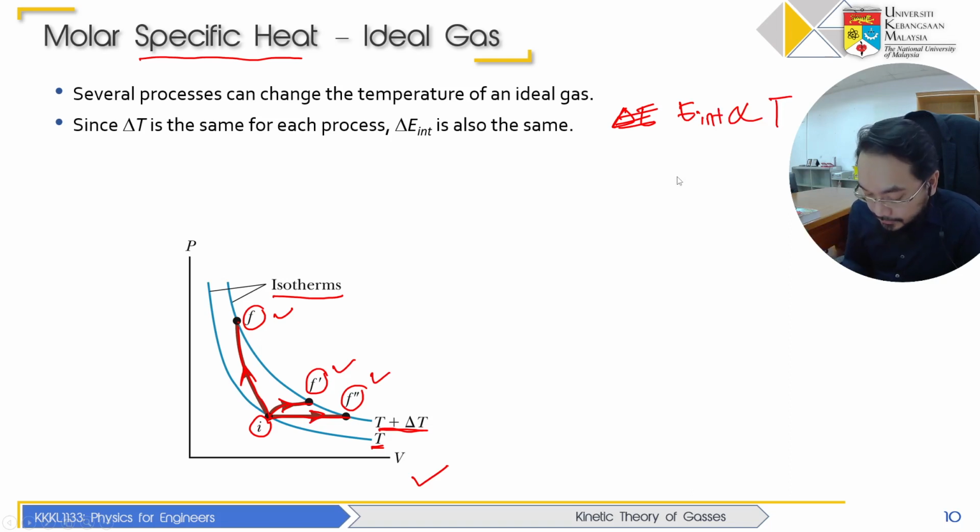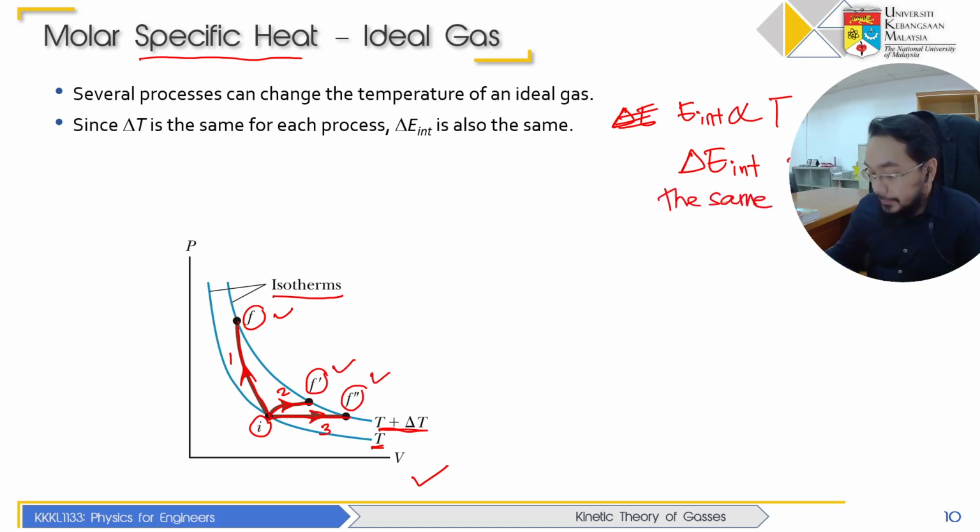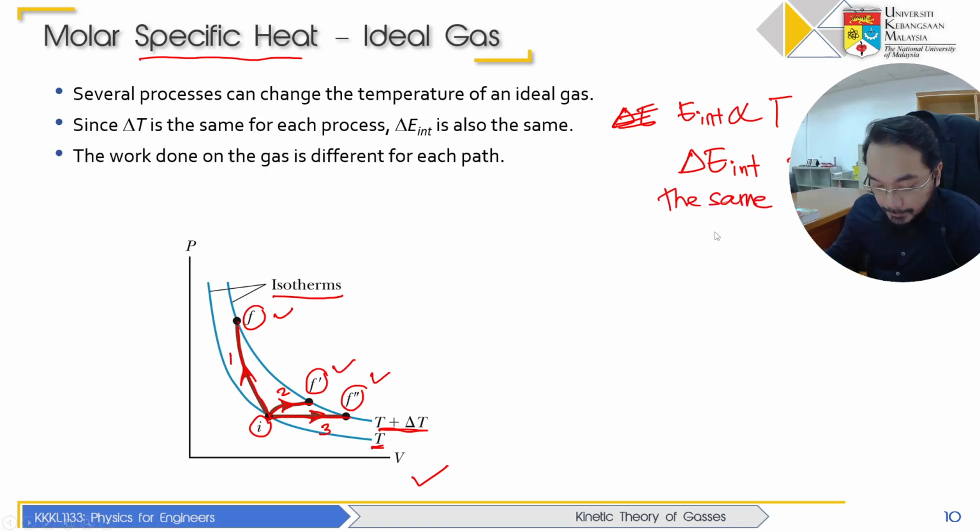So for all these three processes, let's name them 1, 2 and 3, the delta T is the same, so the delta E_int is the same. The work done on the gas is different for each path. So how do we determine this?